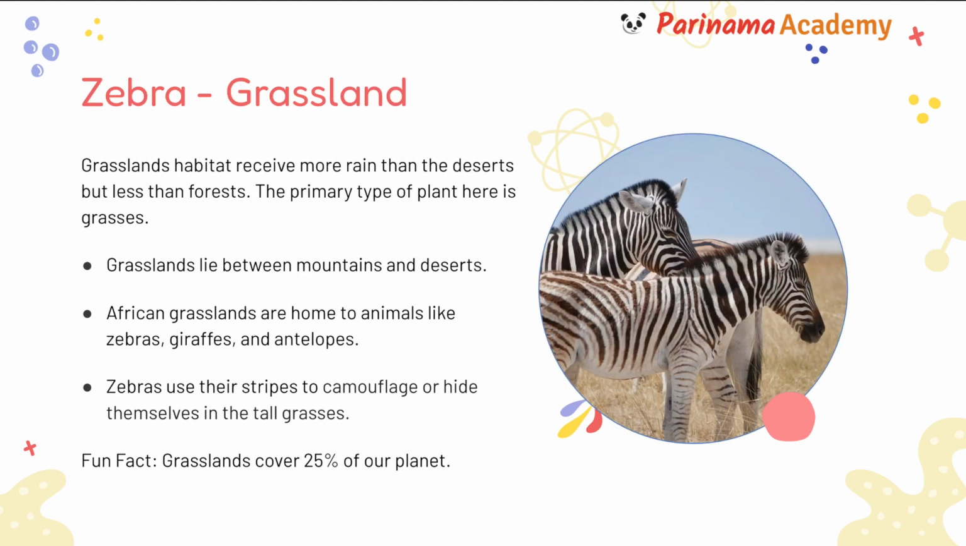Grasslands habitat receives more rain than the deserts but less rain than forests. The primary type of plant here is grasses. Grasslands lie between mountains and deserts. African grasslands are home to animals like zebras, giraffes, and antelopes. Zebras use their stripes to camouflage or hide themselves in the tall grasses. Grasslands cover about 25% of our planet.